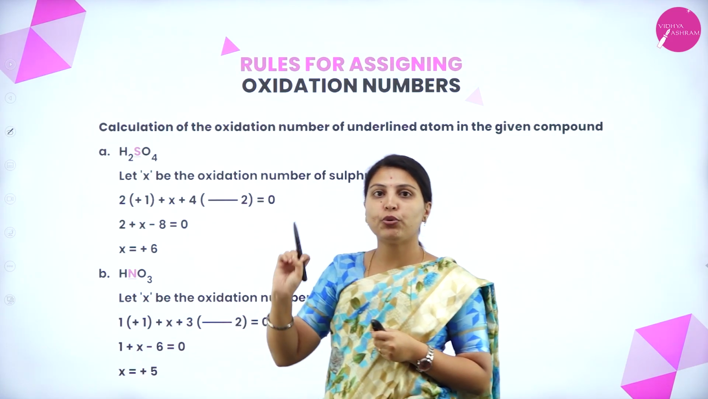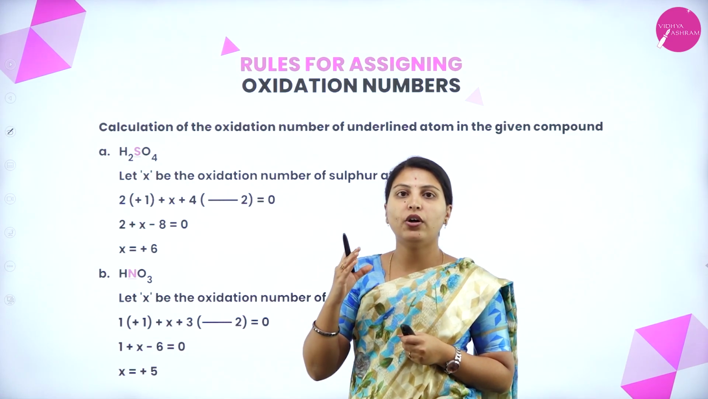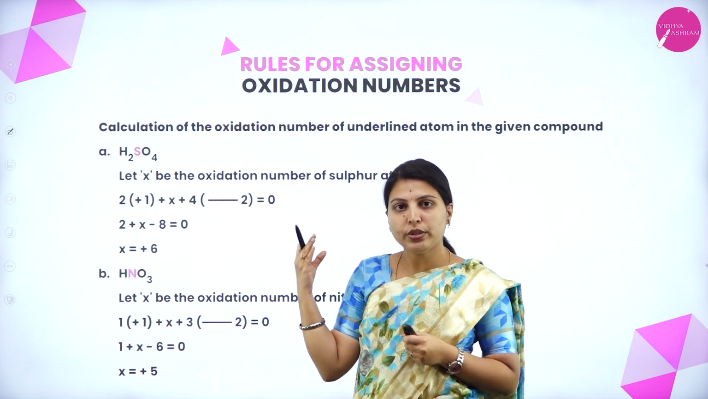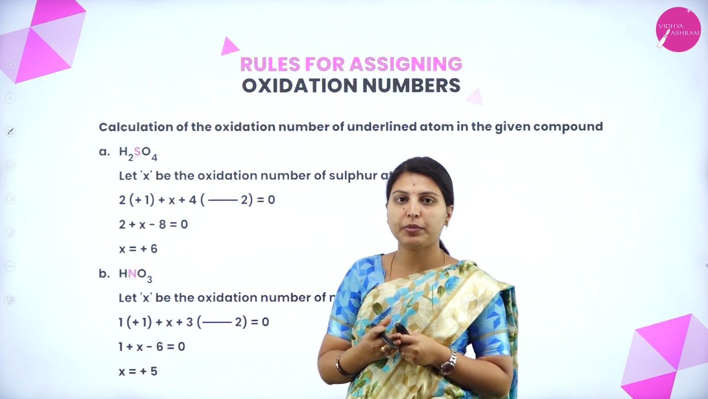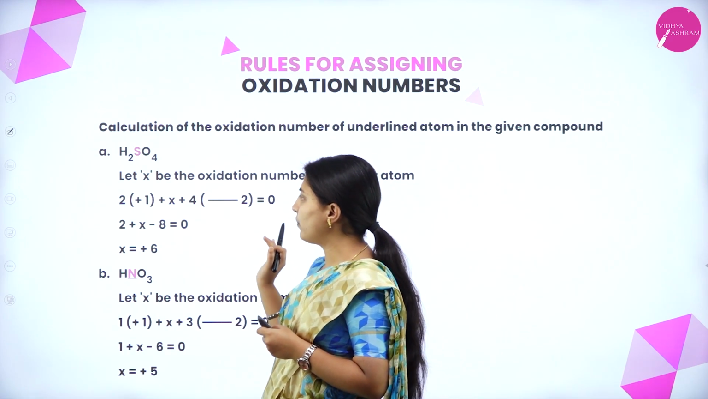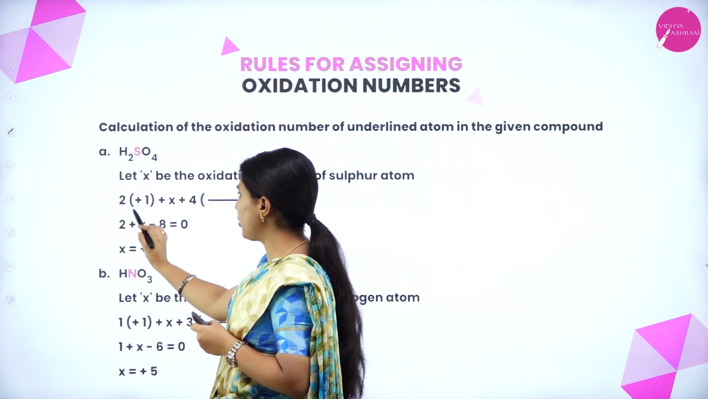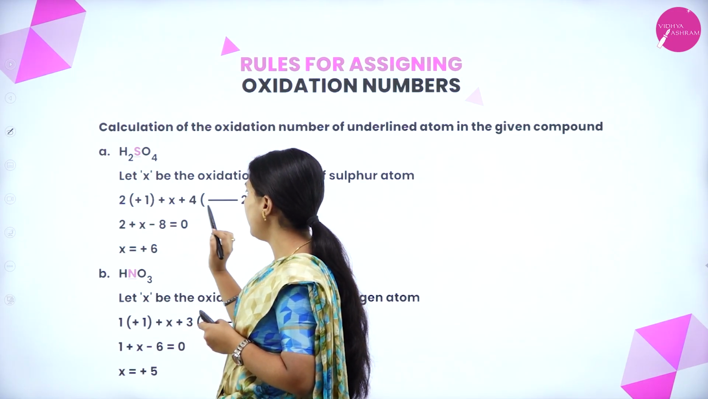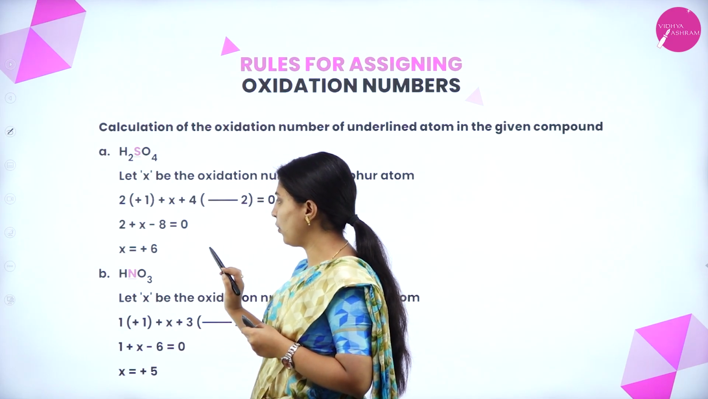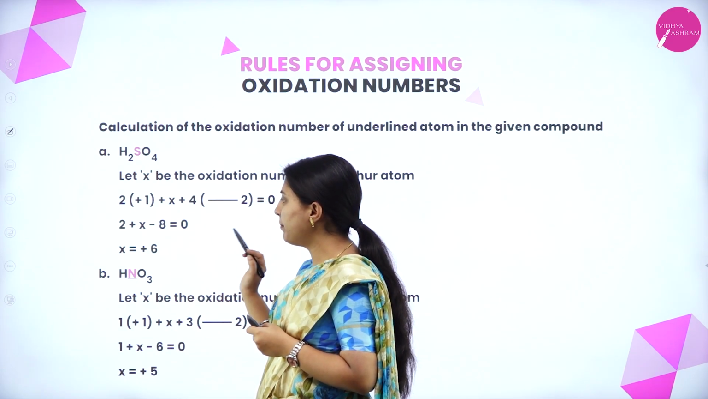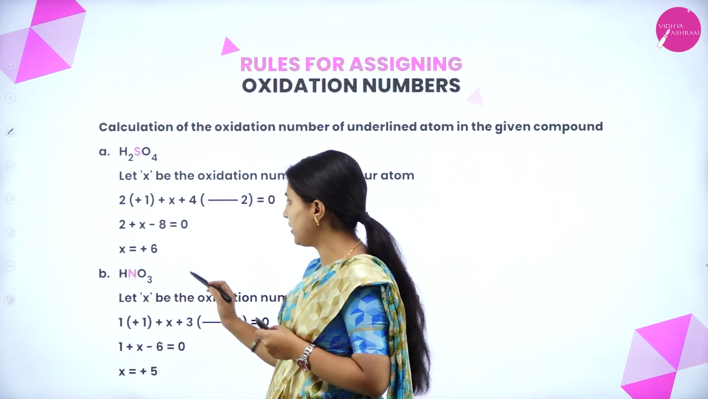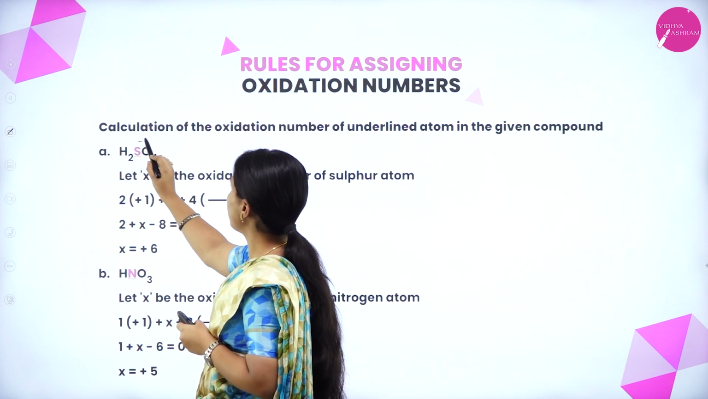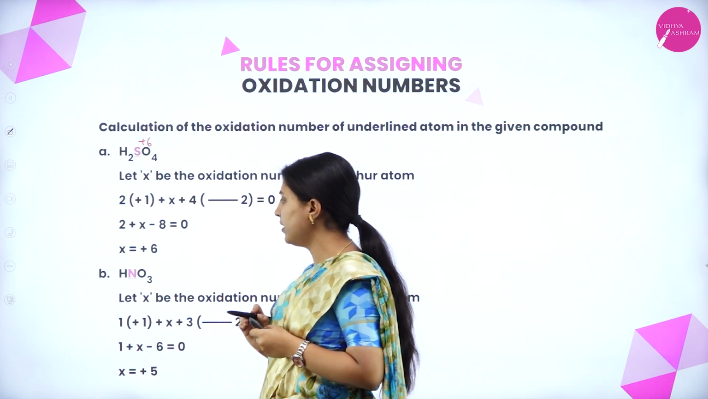This is the fifth rule of assigning oxidation numbers: the sum of the algebraic equation will be equivalent to 0. That's why we represent it this way, and you have to calculate. 2 into 1 is 2, plus x, minus 4 twos are 8, minus 8 equals 0. Taking x, 8 minus 2 is 6. Plus 6 will be the answer. So 6 will be the oxidation state.